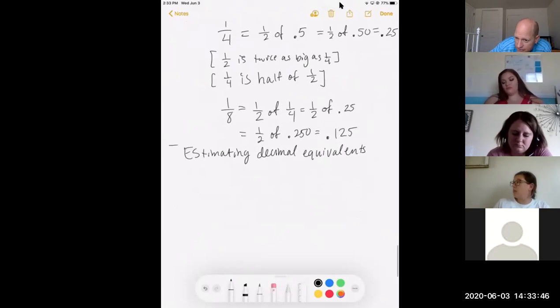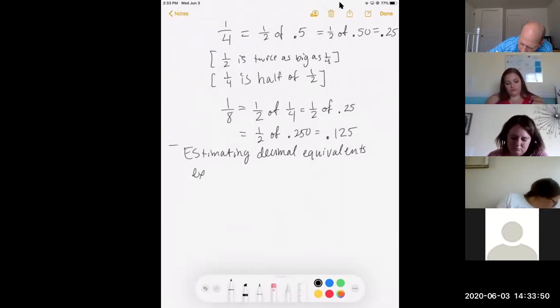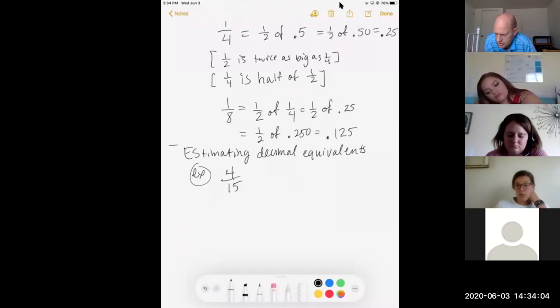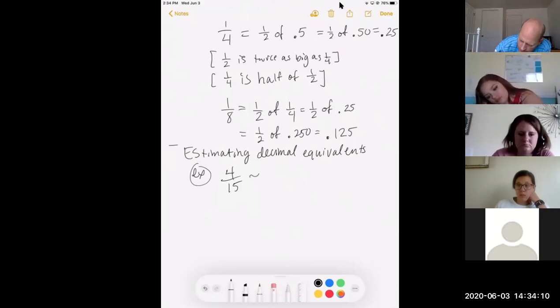Okay. By using fractions that are close. So my first example here is 4/15. I want to change the numerator and denominator by a little bit to see a nicer fraction. Okay. So for this one, I'm going to show you kind of how it's done. I'm going to change the numerator down 1 and do approximately equal to.